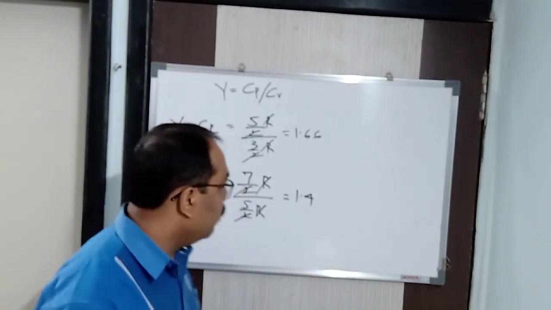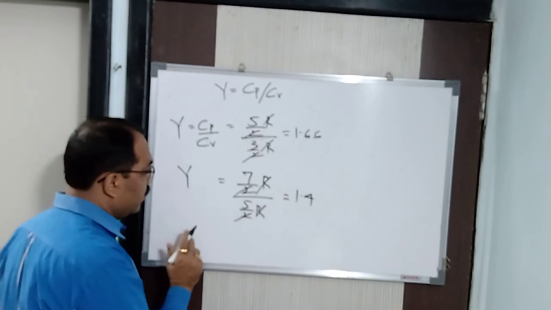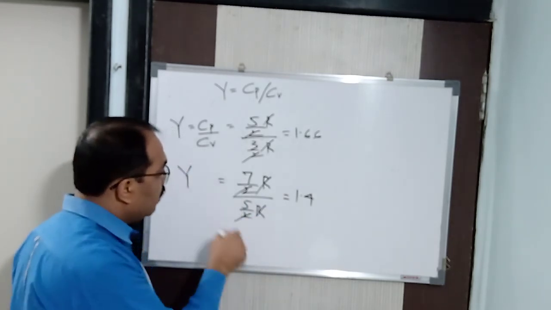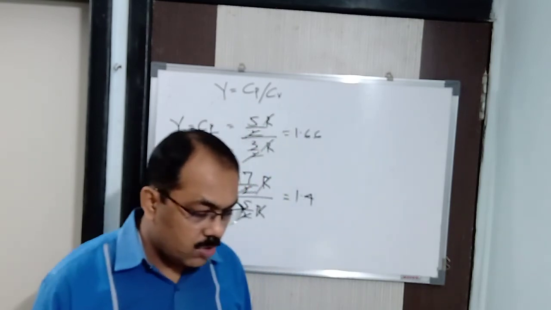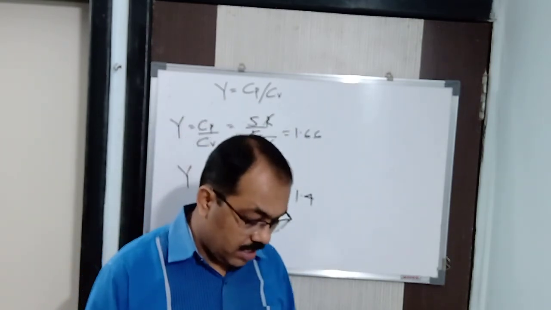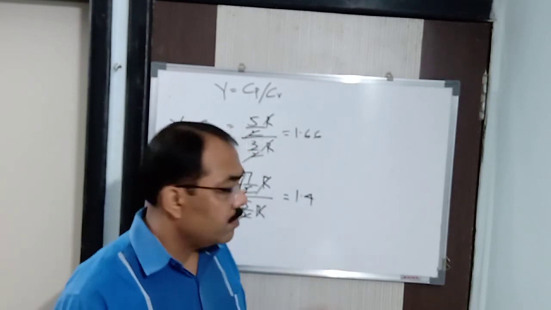This is the value of gamma for which gases? Diatomic gases. Similarly, for triatomic gases it will be 9 by 2R divided by 7 by 2R, so you will be getting 9 by 7. 9 by 7 comes to around 1.3. This is an approximate value I am taking.